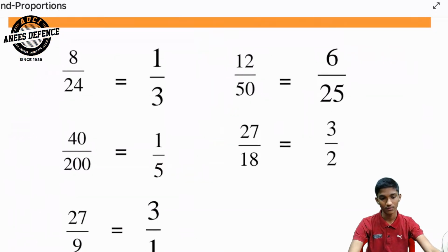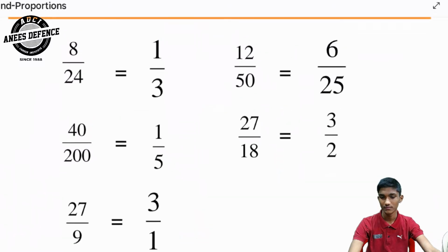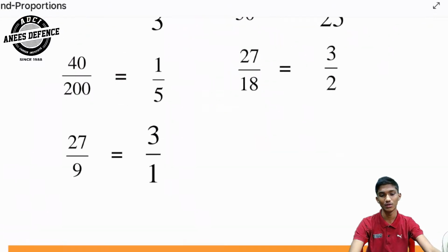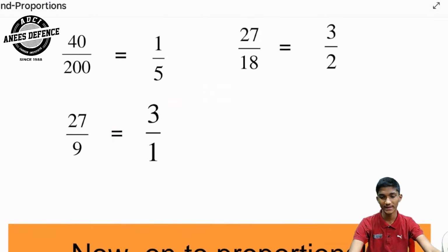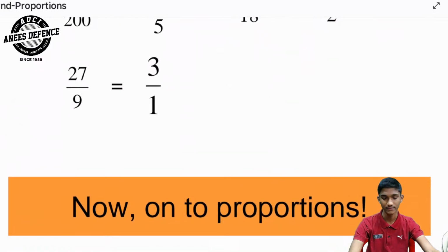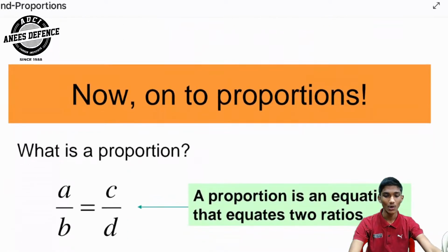First, 8 upon 24. By simplifying, we get 1 is to 3. 12 by 50, we get 6 upon 25. 40 upon 200 is equal to 1 upon 5. 27 upon 18 is 3 by 2; we divide both by 9. Now on to proportions.